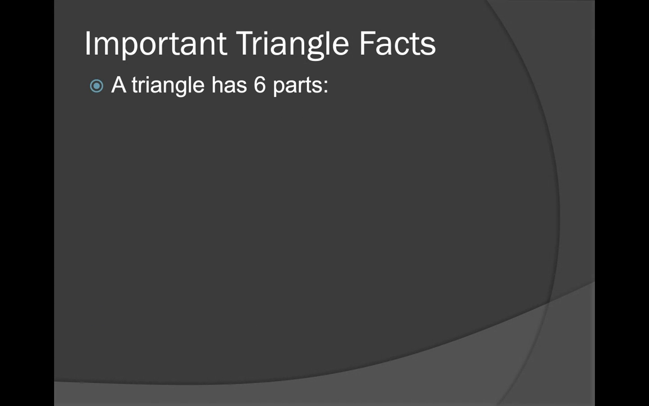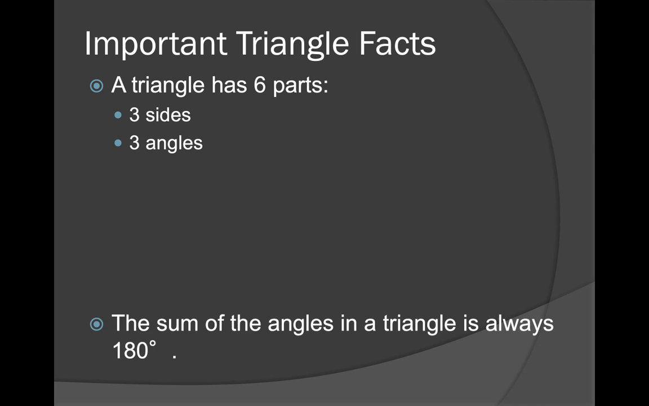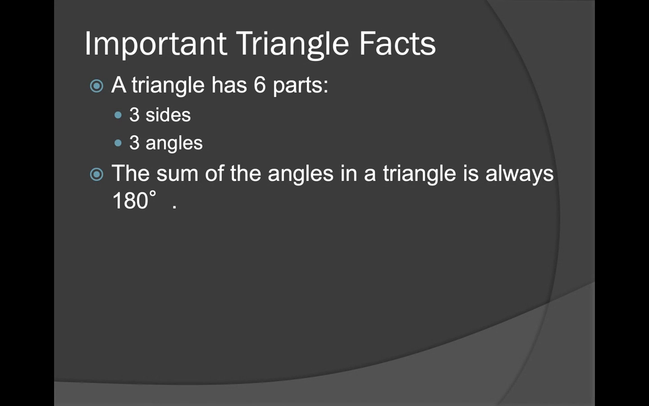All right, so here's some important facts to go over regarding triangles. A triangle has 6 parts to it. It has 3 sides, and it has 3 angles. The sum of the angles in a triangle is always going to equal 180 degrees. A triangle is named by its vertices.